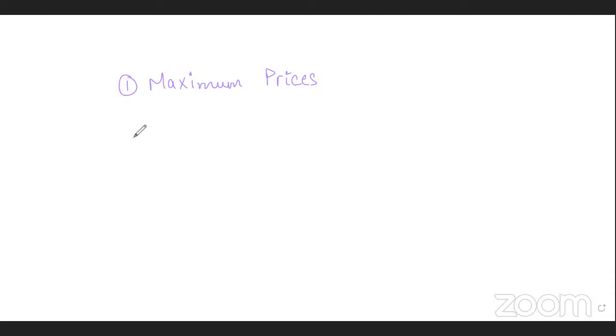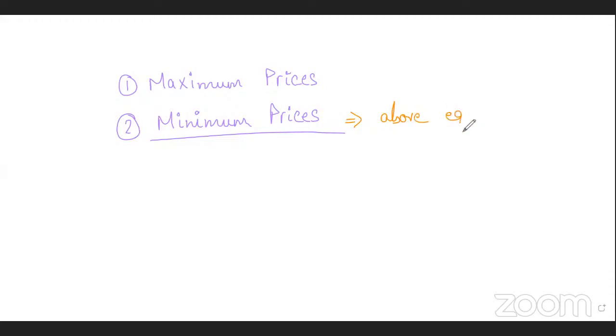Now, what are minimum prices? Minimum prices are imposed to help producers. So maximum prices benefit consumers, whereas minimum prices benefit producers, right? Because in minimum price, the price is above the equilibrium price. Government sets the price above the equilibrium price. And for maximum price, it is below the equilibrium price. Do you remember? Right? Minimum price is above the equilibrium price and maximum price is below the equilibrium price.